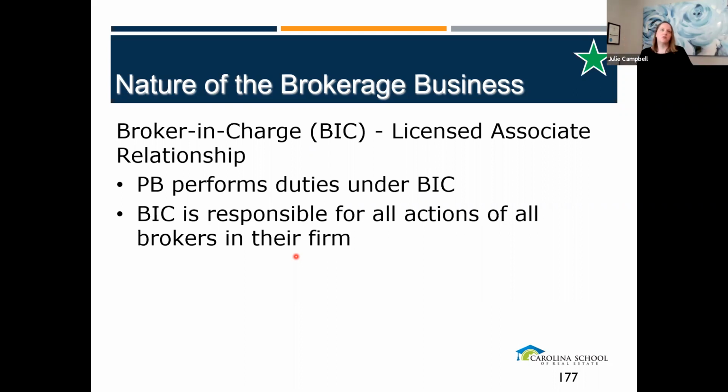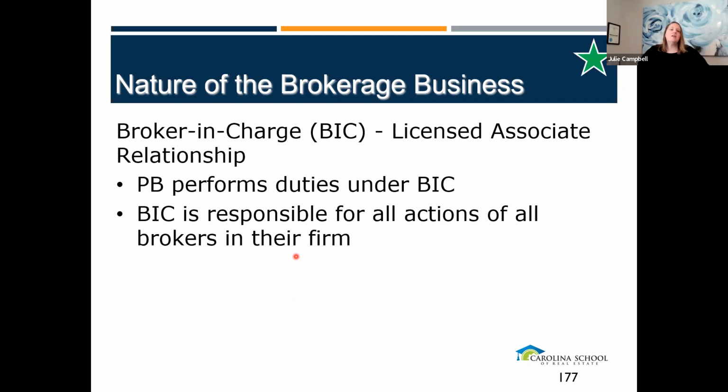The BIC is responsible for some activities of the full broker. So as a PB, your BIC is in your back pocket. Once you drop that provisional status, you've knocked your training wheels off, and now you can ride your bike alone as a full broker. But there's still some things that the BIC is responsible for. For example, making sure that every agent in the office properly handles agency, making sure that we have our working with real estate agent disclosures, making sure that all agency agreements are signed and properly filled out.